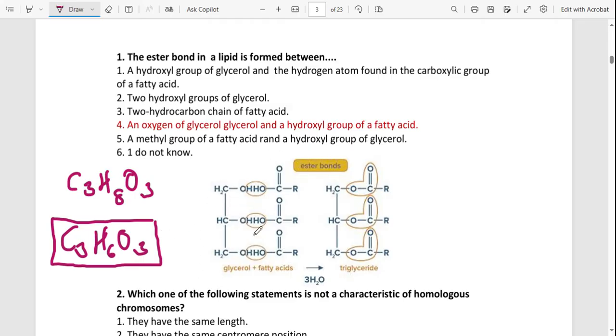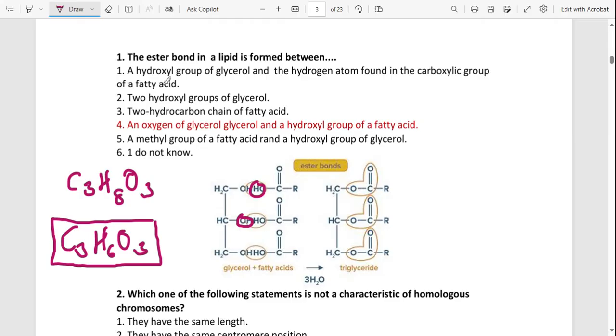So you can see that glycerol is reacting with fatty acids. In this case, it is 3 fatty acids, so this is going to be a triglyceride. If you only had 2 fatty acids, diglyceride, 1 monoglyceride. And to be specific, it is only a hydrogen coming from the glycerol that is reacting with the hydroxyl group coming from the fatty acid. So option 1 is saying hydroxyl group of glycerol and the hydrogen atom found in the carboxylic group of fatty acid.